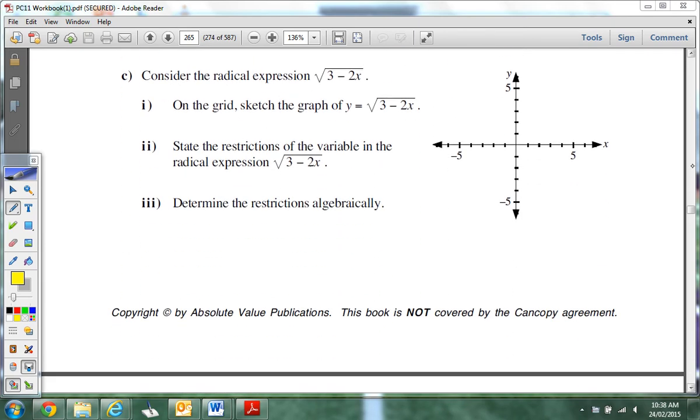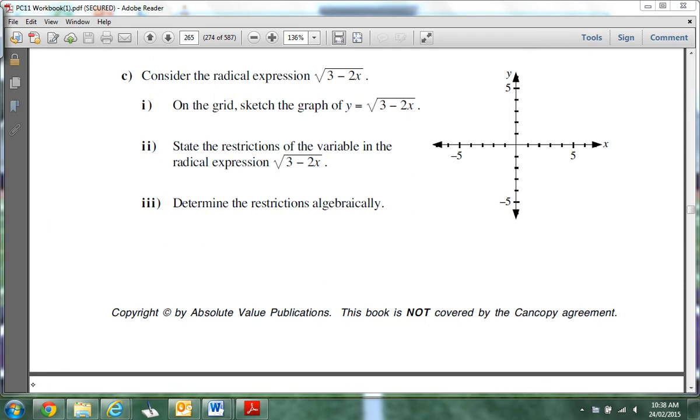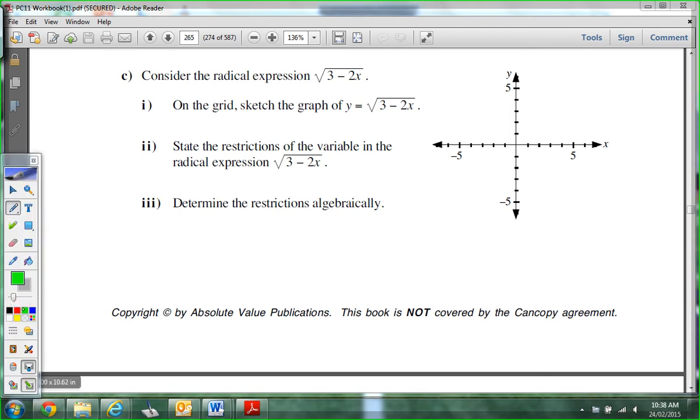The third one's going to be a little bit different. Let's switch to green here. Okay, so consider the radical expression square root of 3 minus 2x. On the grid, sketch the graph for y equals the square root of 3 minus 2x.